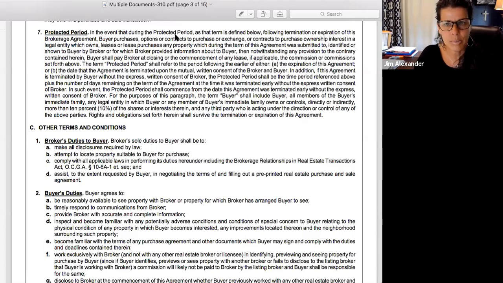Any questions on protection period, guys? And I promise, at least if you have a long, healthy career, you're going to need this protection period at some point, because it happens to all of us.